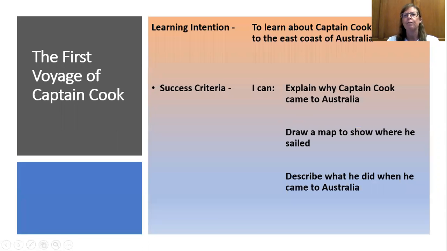What we are looking to learn today is about Captain Cook's voyage to the east coast of Australia. If we're successful with that, you should be able to explain why Captain Cook came to Australia, to draw a map to show where he sailed, and to describe what he did when he came to Australia.